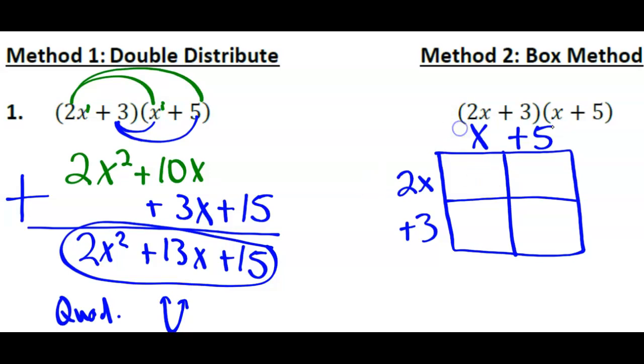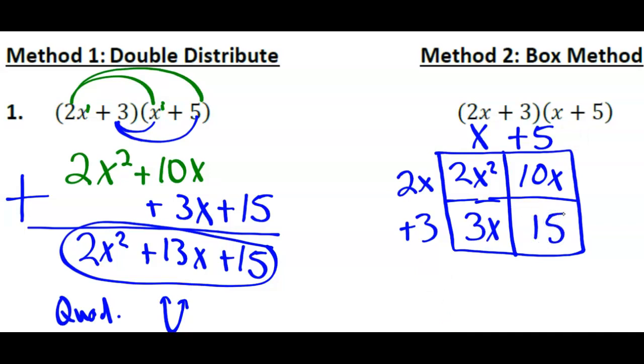So 2x times x gives me 2x squared. Now I have to do 2x times 5, and that's going to go in this square. So notice how it follows along for the 2x and down for the 5x. And that's going to give me 10x. Okay? Same thing here. 3 follows over, the x follows down. Whoops. And so I'm going to get 3x when I multiply those. And then 3 times 5 is 15.